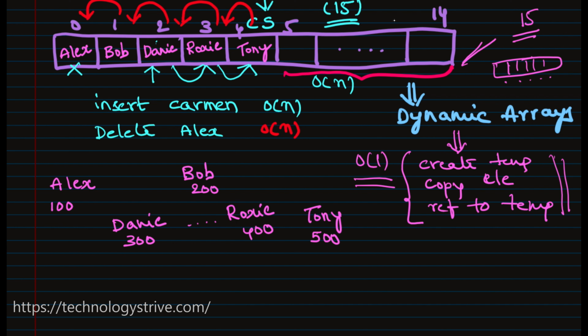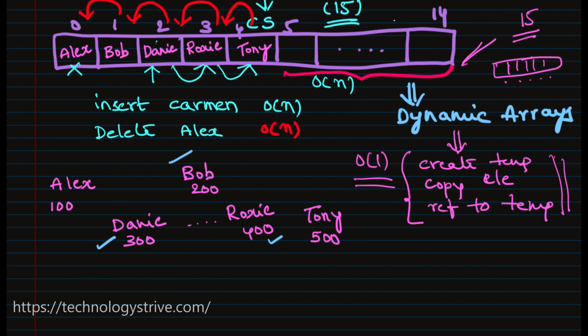So after creating these variables in memory, somehow if I'm able to link them, after Alex, Bob is created. After Bob, Danny is created. After Danny, Roxy is created. Somehow if I am able to maintain this structure, then we can achieve what exactly we are looking for.